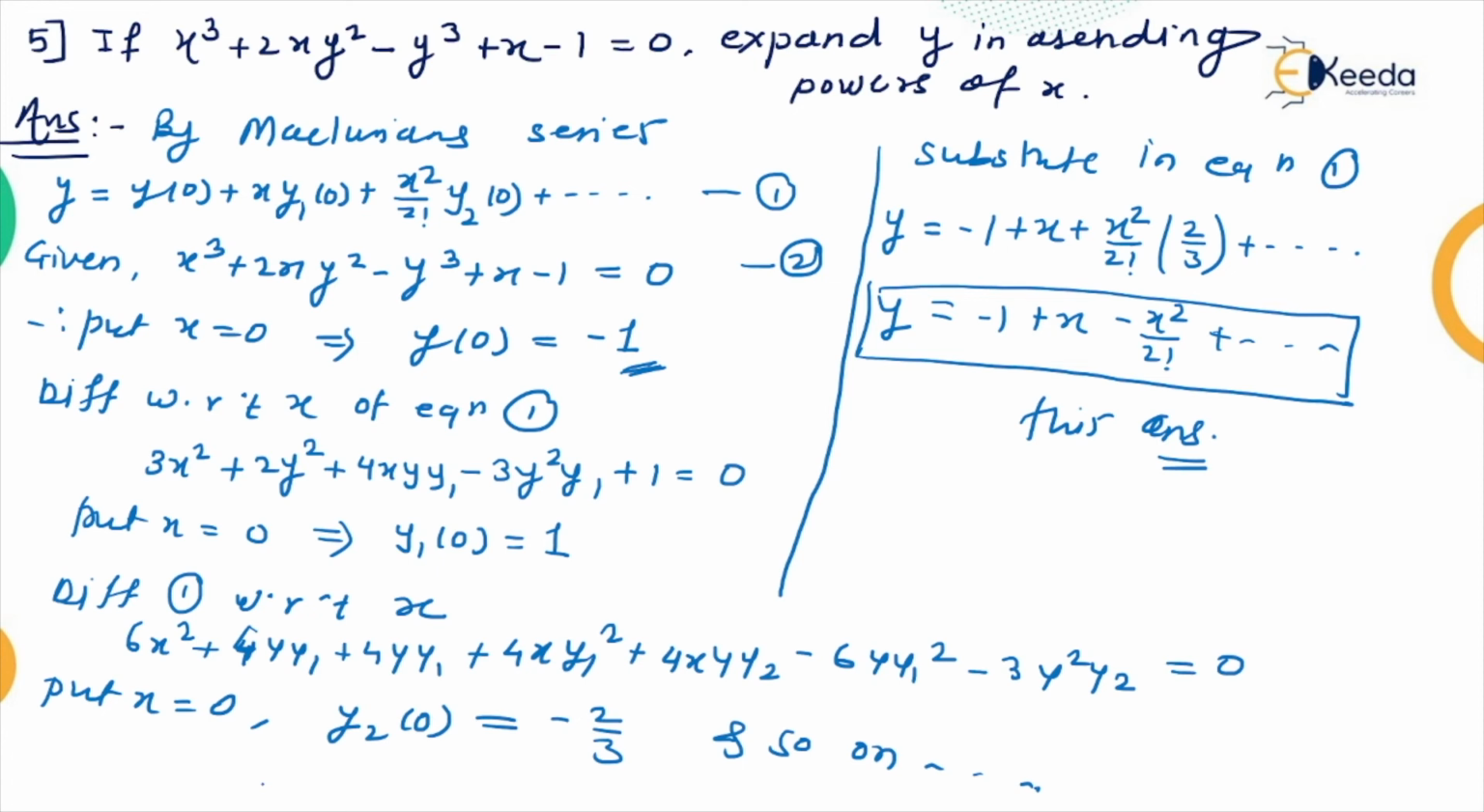Now I am going to discuss example number 6. What is problem 6? Given that x is equal to y minus y squared divided by 2, plus y cubed divided by 3, minus y raised to 4 divided by 4, plus and so on.